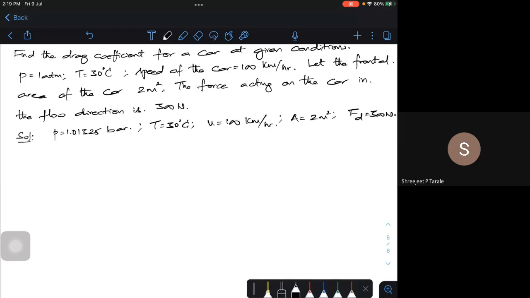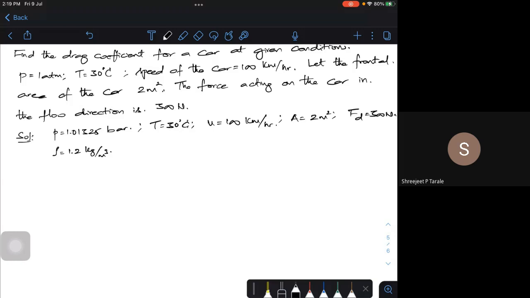Now, the car is put in a wind tunnel or the car is in the atmosphere. So here I need to know the density of the air, in kg per meter cube. I can take it as around 1.18 or 1.2 kg per meter cube. This is a very decent assumption on the density. Once I have this, now I need to calculate the drag coefficient.